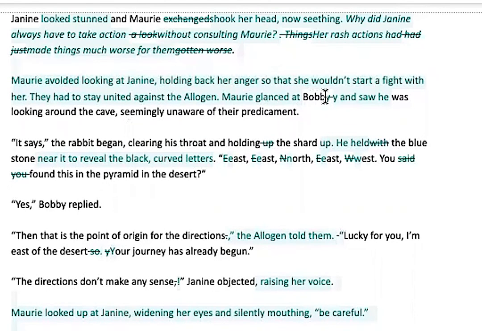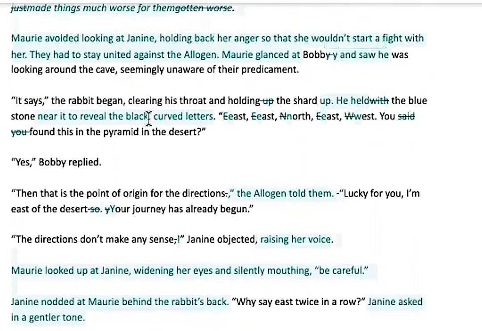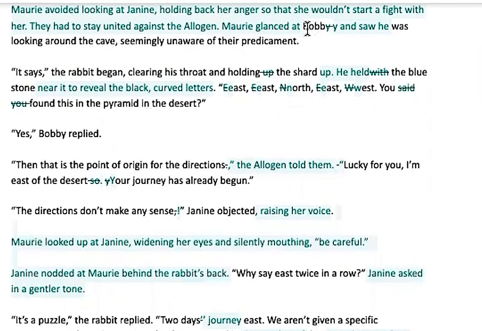Mari glanced at Bobby and saw he was looking around the cave, seemingly unaware of their predicament. I had just said Bobby was looking around the cave, but saying Mari glanced at Bobby feels like you're more in her perspective, even though it's third person.